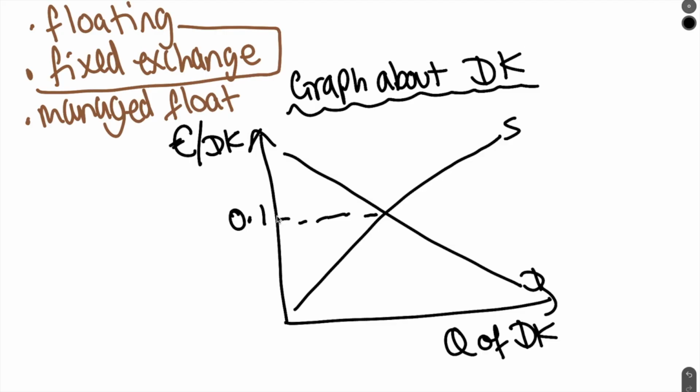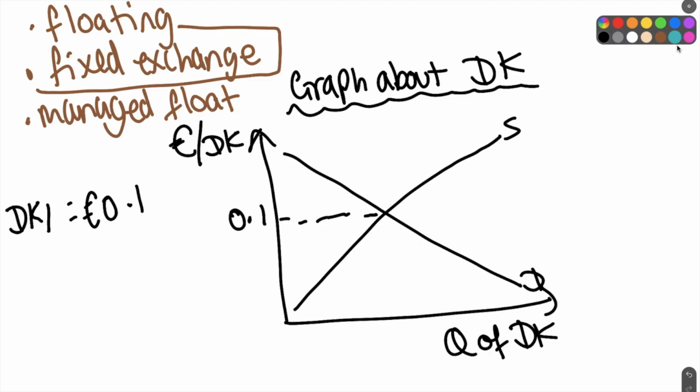The problem is just because you say that doesn't mean that that's what's going to happen. So let's put this here. 1 Danish kroner equals 0.1 euros. That doesn't mean that's going to happen because people supply and demand currency and these curves shift and you find that the exchange rate will change.